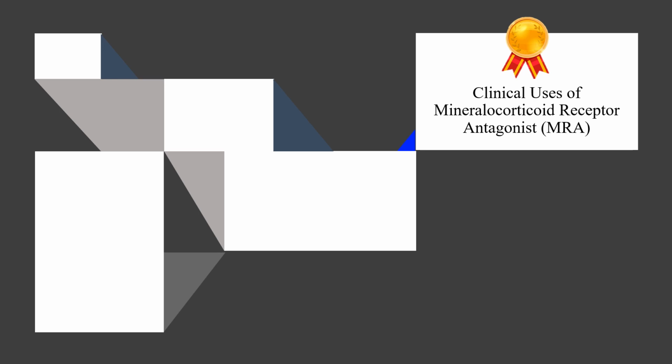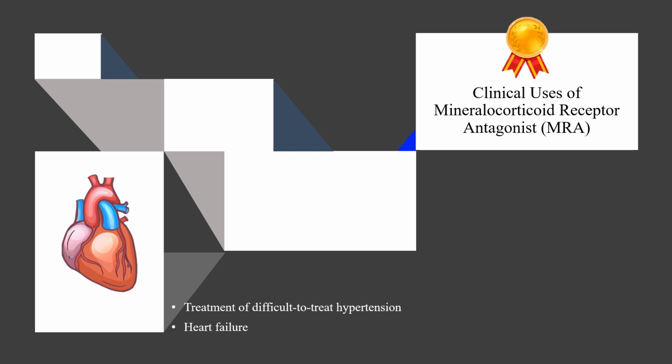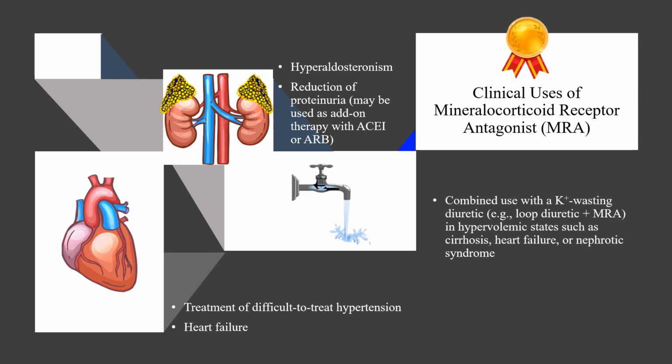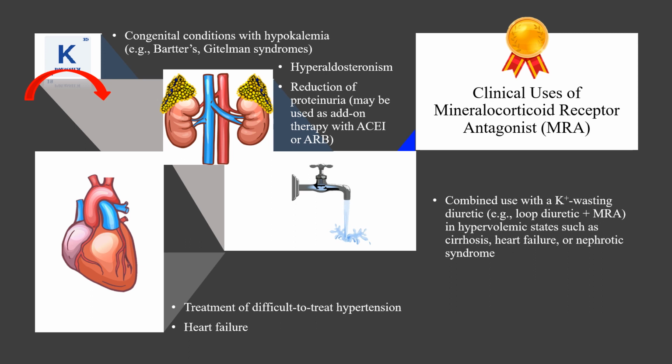Clinical uses of mineralocorticoid receptor antagonists include the treatment of difficult-to-treat hypertension and heart failure, hyperaldosteronism, reduction of proteinuria, combined use with a potassium-wasting diuretic, such as in combination with a loop diuretic in hypervolemic states, such as cirrhosis, heart failure, or nephrotic syndrome, and congenital conditions associated with hypokalemia, such as Bartter's and Gitelman syndrome.